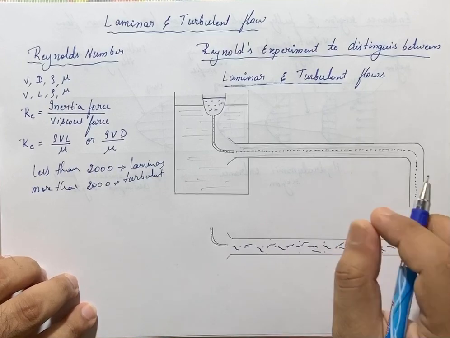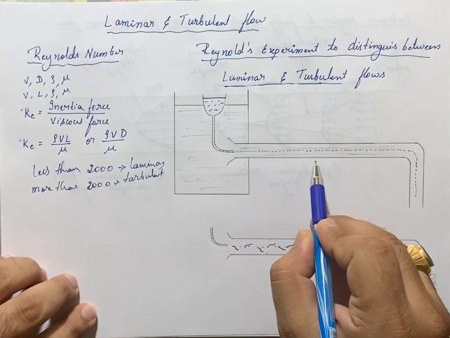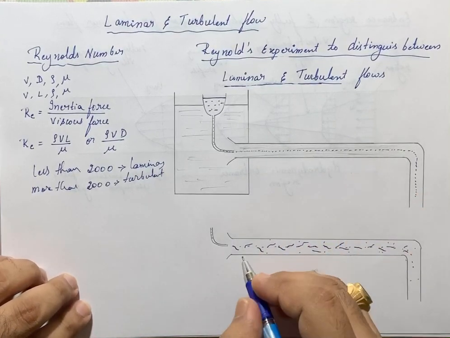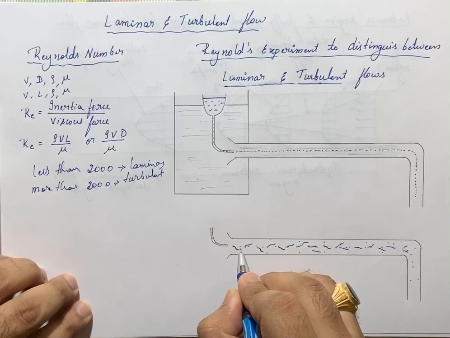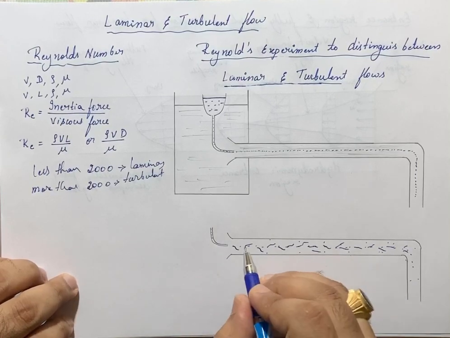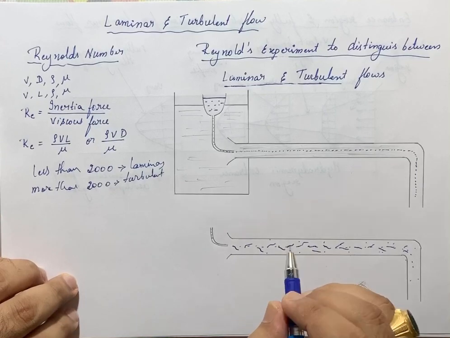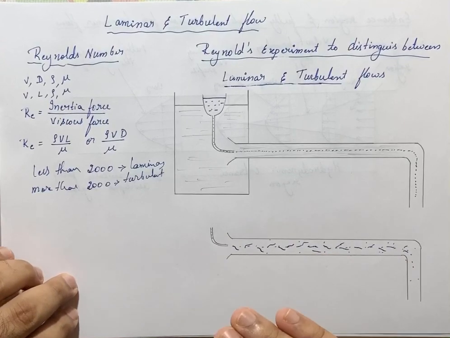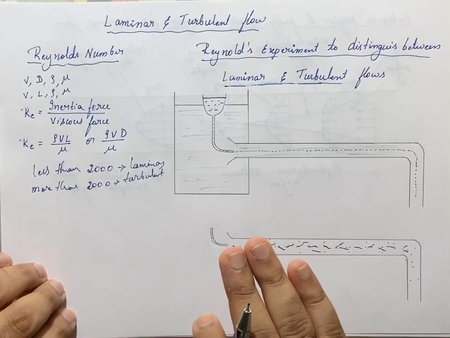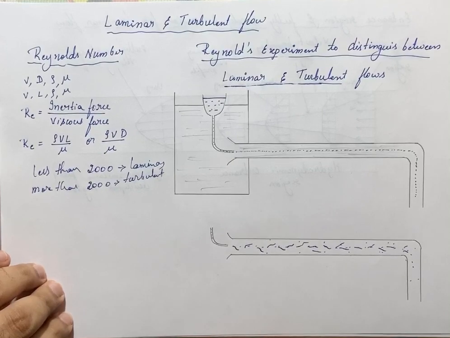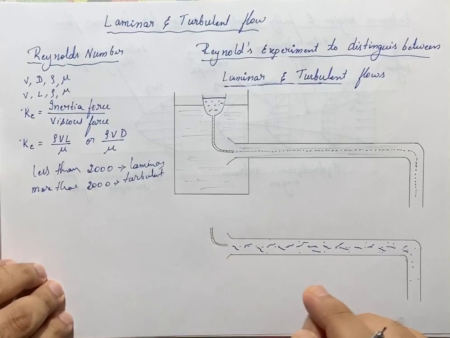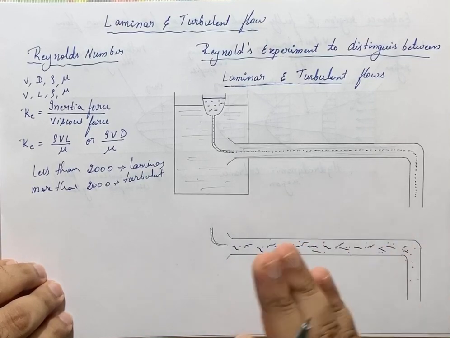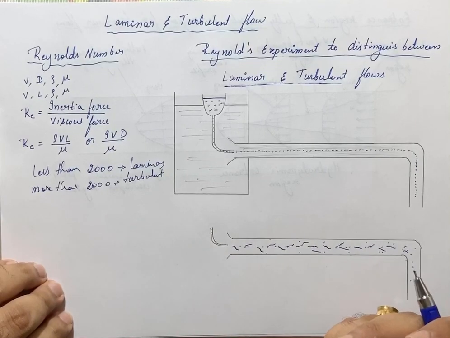After this, he started increasing the velocity of the fluid. When the fluid velocity is increased, the dye ink started mixing with the other fluid. That means the molecules are shifting from one layer to another layer, or the molecules are not moving in laminae here. If it has just started, then that flow is called a transition flow, that means conversion from laminar flow to turbulent flow.